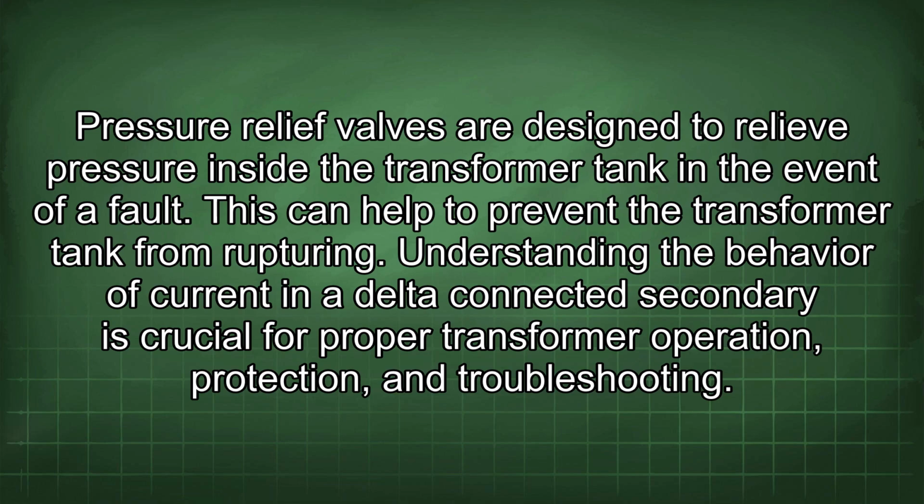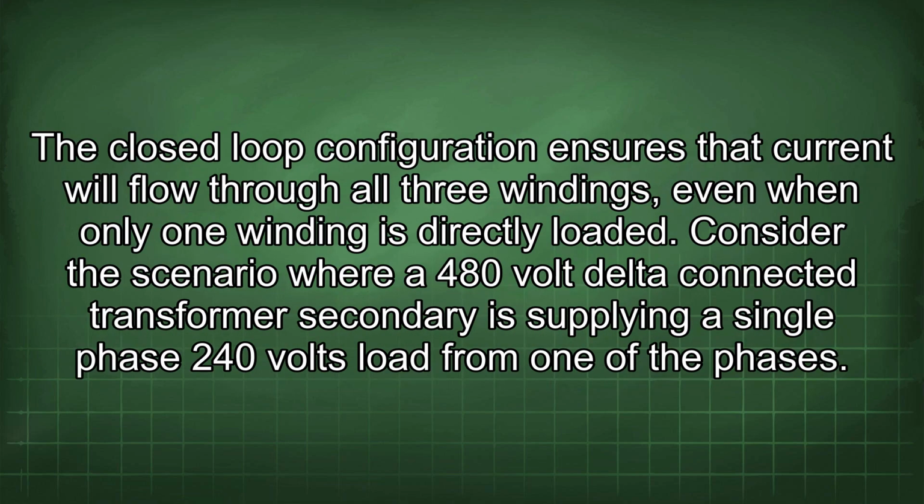Understanding the behavior of current in a delta-connected secondary is crucial for proper transformer operation, protection, and troubleshooting. The closed-loop configuration ensures that current will flow through all three windings, even when only one winding is directly loaded.